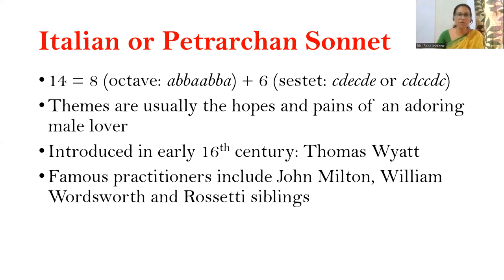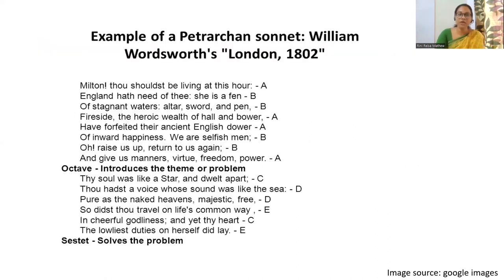The themes are usually the hopes and pains of an adoring male lover, and it was introduced in the early 16th century in English literature by Thomas Wyatt. Famous practitioners of the Italian sonnet in English literature include John Milton, William Wordsworth, and the Rossetti siblings, Dante Gabriel Rossetti and Christina Rossetti. As you can see on the screen, this is an example of an Italian or Petrarchan sonnet written by William Wordsworth, the famous Romantic poet, titled London, 1802.